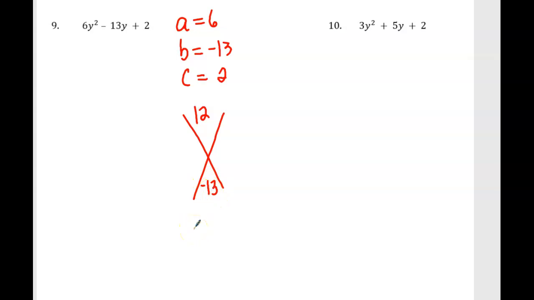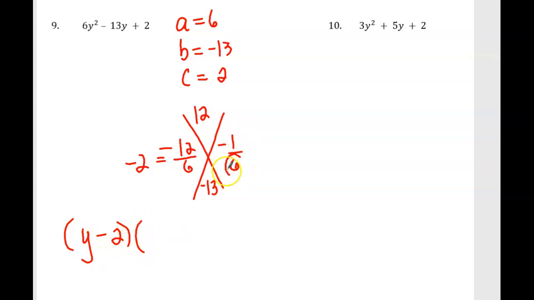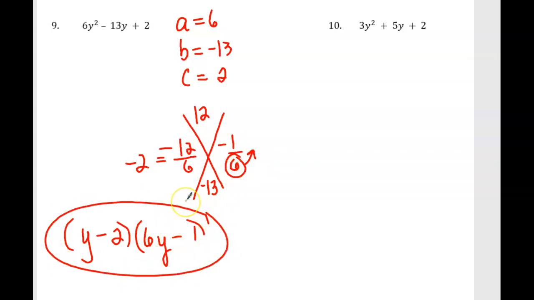The two numbers I can multiply to get 12 that add up to negative 13 would be negative 12 and negative 1. And then I divide by the leading coefficient. So in this case, I've got a negative 2, and then I have a negative 1/6. So the left side, my variable is y, so it's just y minus 2. Now this negative 1/6, remember the 6 becomes the coefficient, 6w, and then we have minus 1. So there's our solution.